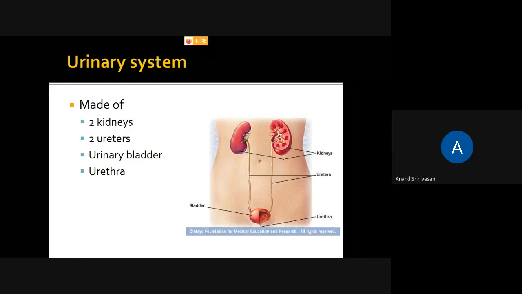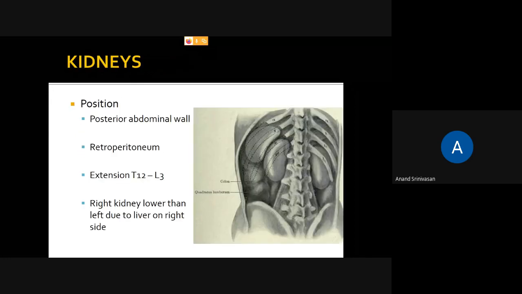There are other excretory organs like the skin, but we are not going to discuss that. We are going to discuss only the urinary system today. The first one, the kidneys. Now, where are the kidneys located?